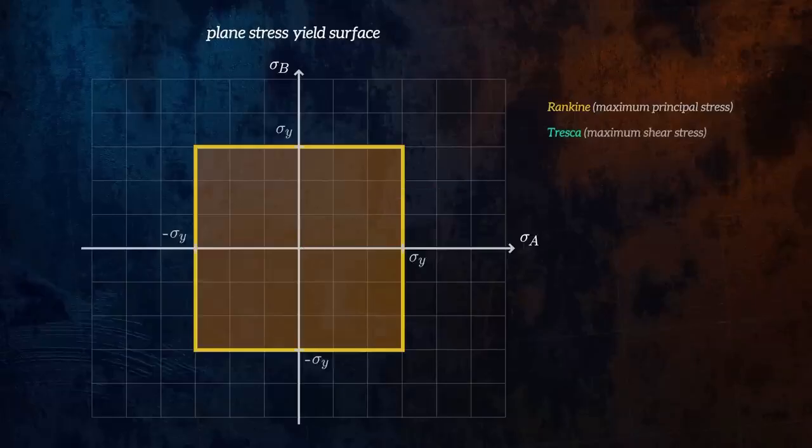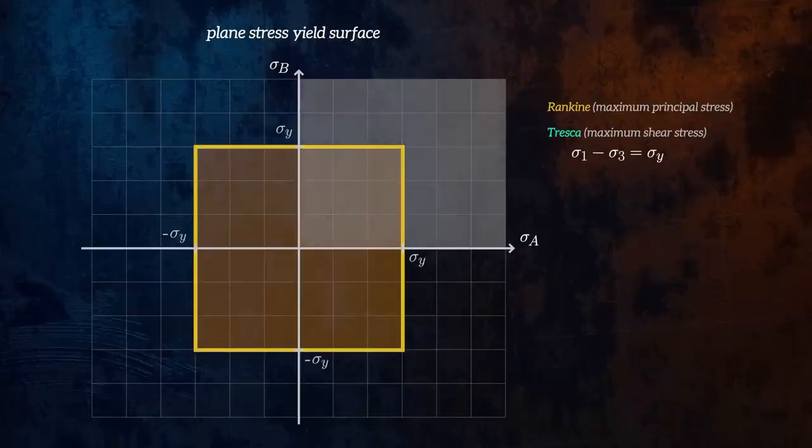Next, let's plot the yield surface for the Tresca theory. This theory states that yielding occurs when the difference between the maximum and minimum principal stresses is equal to the yield strength of the material. But it's not as simple as taking the difference between sigma A and sigma B. Plane stress is still a three-dimensional stress state. In the top right quadrant of the graph, both sigma A and sigma B are positive, and so sigma C, which is equal to 0, is the minimum principal stress. The yield surface looks like this.